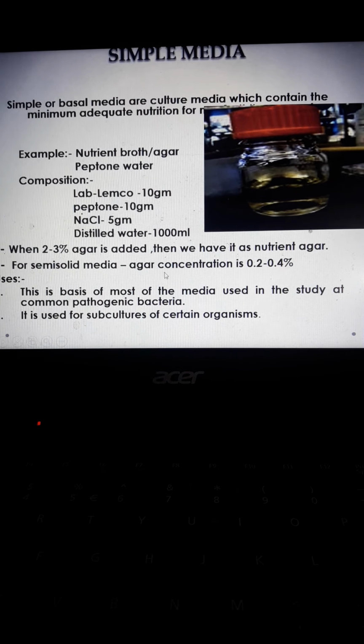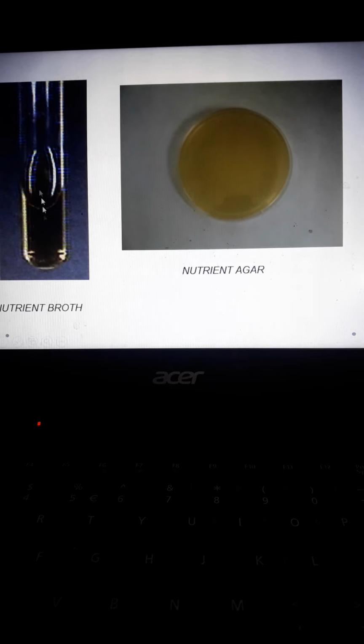For semi-solid, the agar concentration is 0.2 to 0.4. Uses: ito yung basis ng most of the media used for study of common pathogenic bacteria, yung mga common Staphylococcus aureus, ganun. It is used for subculture of certain organisms. Ito yung nutrient broth and we have the nutrient agar. Ito yung pinaka-common na ginagamit natin.